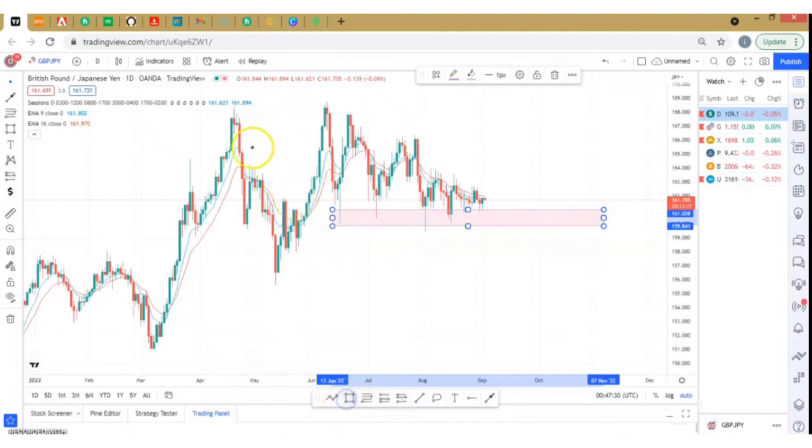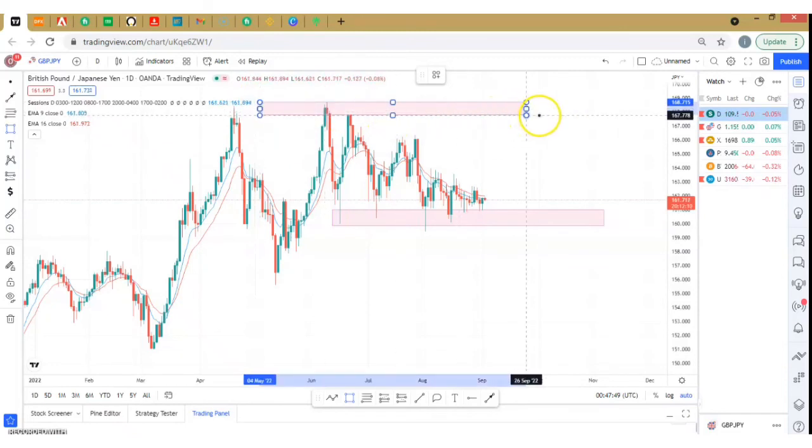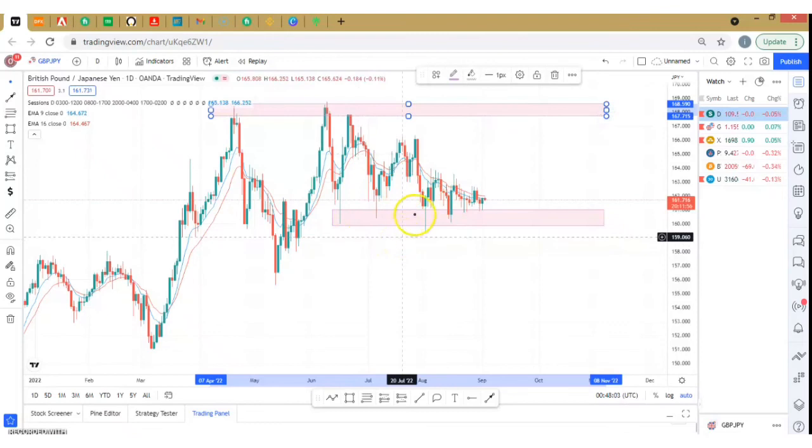If you guessed here, then you got it right. I'm drawing my resistance here. I don't know why it is not clicking. Drawing my resistance here. Now, what's my conclusion on this market, guys? My conclusion on this market is that the market will either break my support or it breaks my resistance and follow the next direction.